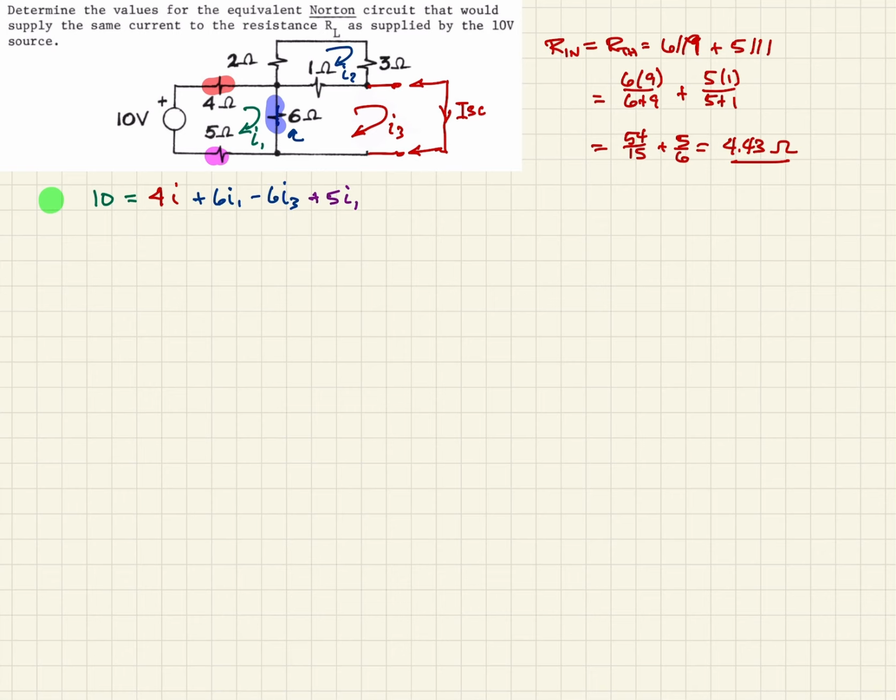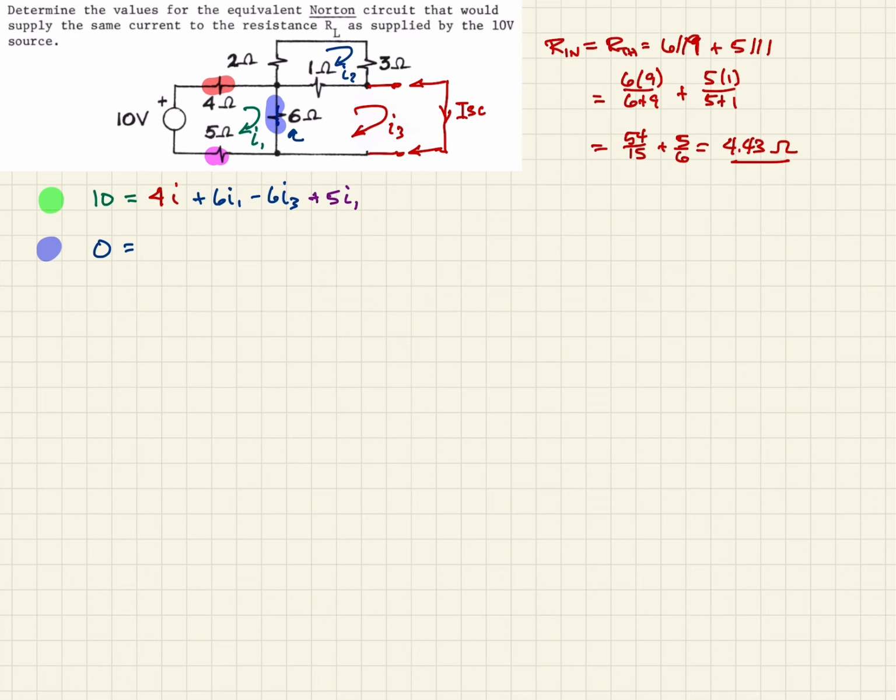So now we can come back and do the second I2 mesh. And so when we do that, there's no voltage sources. So then we'll put a 0 here. And then we just need to sum up the voltages around the loop. So we don't have any contribution from I1. But let's go through the resistors.